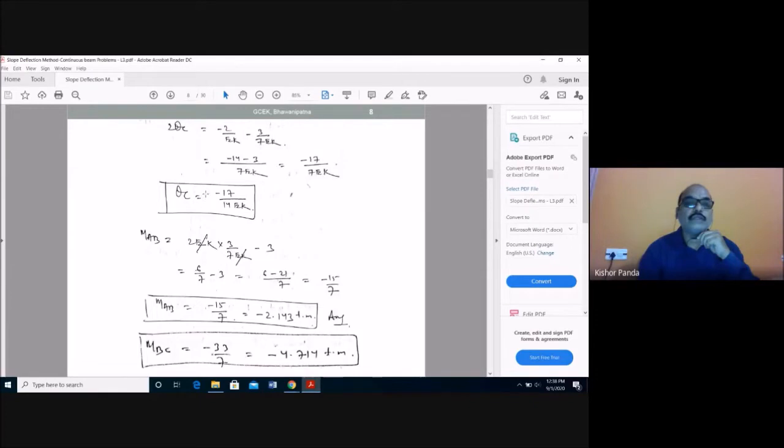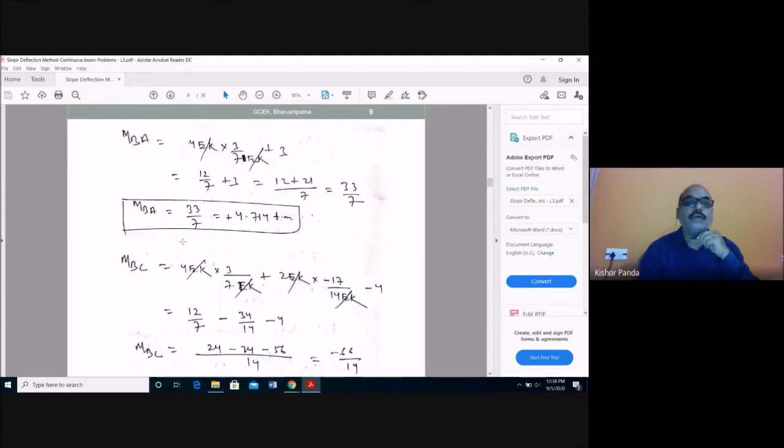After putting this theta B and theta C value, here you are getting MAB is equal to minus 15/7 ton meter, and here you are getting MBC is equal to minus 33/7. This value is minus 4.71 ton meter, and MBA is equal to plus 4.71 ton meter, and MBC is equal to minus 66/14 ton meter.